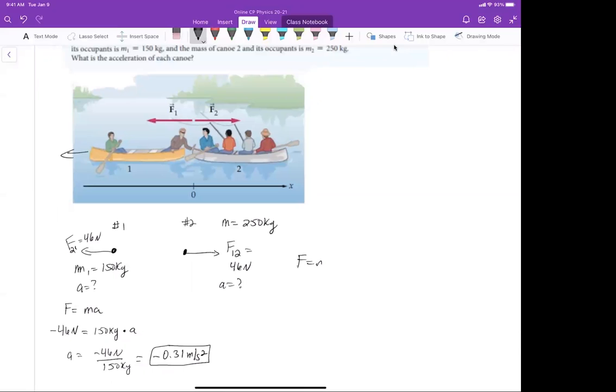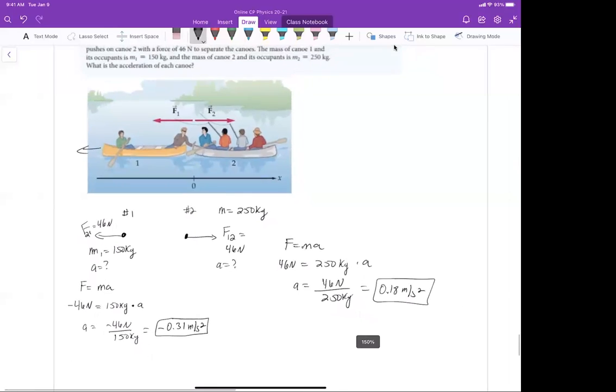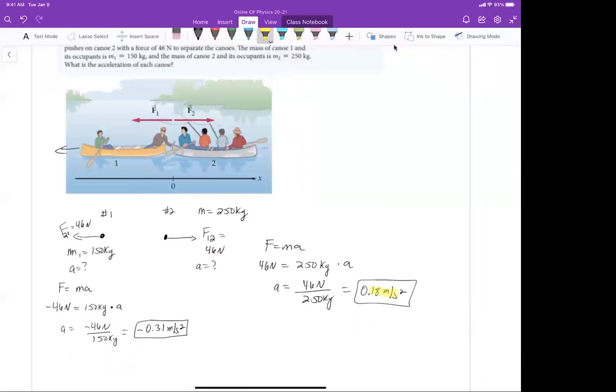Well, force equals mass times acceleration. The force is again 46 newtons, but it's to the right, so it's positive. The mass was 250 kilograms, and we're looking for acceleration. So acceleration is 46 newtons divided by 250 kilograms, meters per second squared. Now let's look at those numbers and see if they make sense. Well, this one's positive, which makes sense because canoe 2 is going to go to the right. This one's negative because canoe 1's going to go to the left. But look at the values.